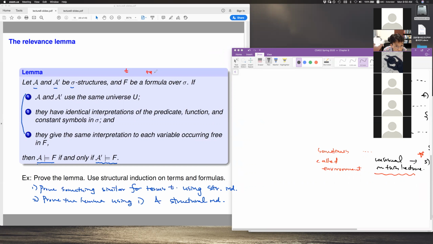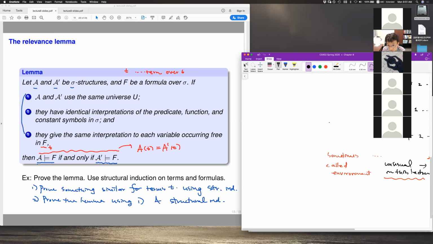T is a term over sigma. And then we say each variable occurring free in T, and the conclusion of the lemma is going to be A of T is the same as A prime of T. So this is the version that we want to prove first. It's a version of this relevance lemma for terms. And we're going to use what we proved there to show the relevance lemma for the formulas. And the proof for the relevance lemma for terms is quite easy.